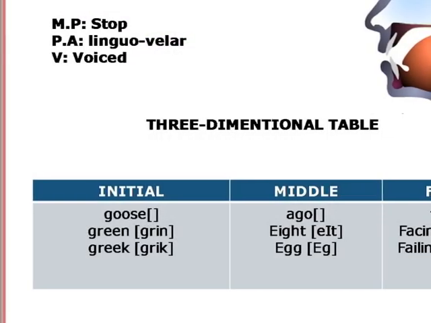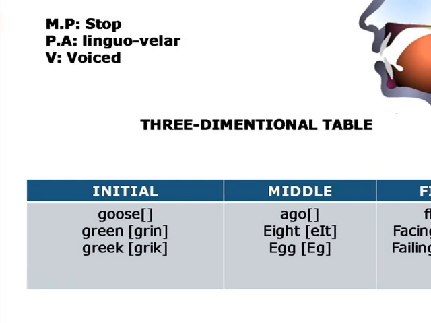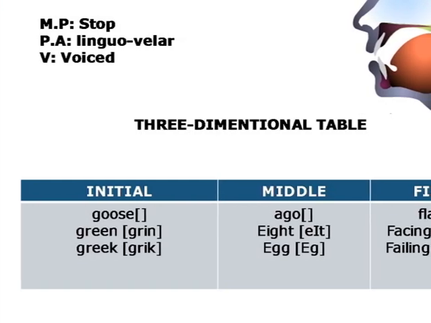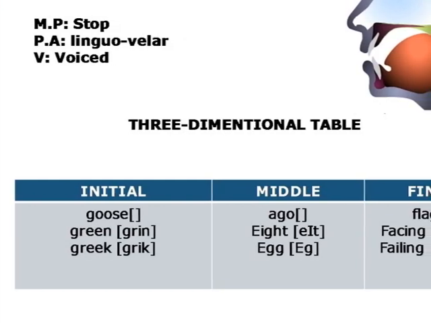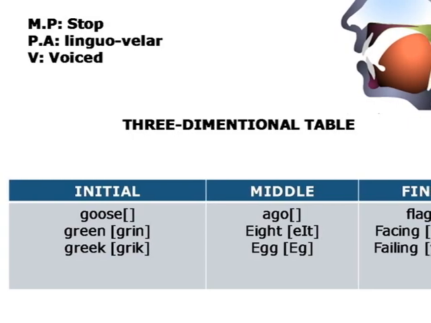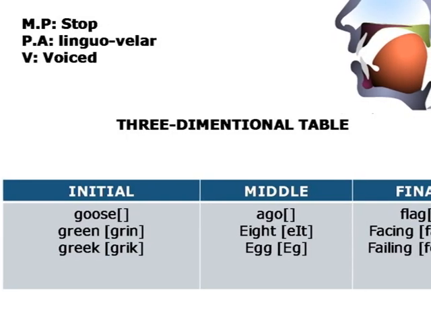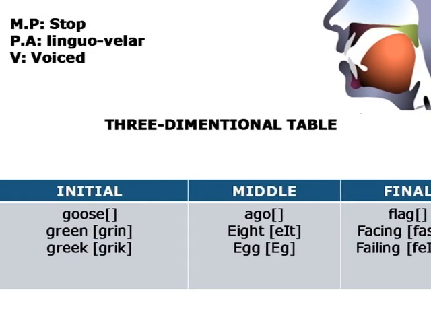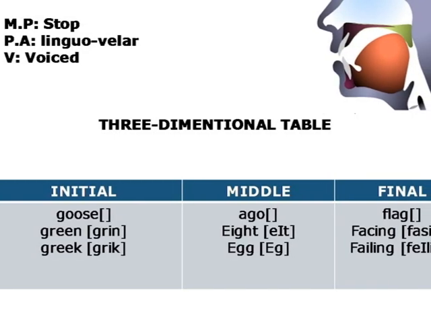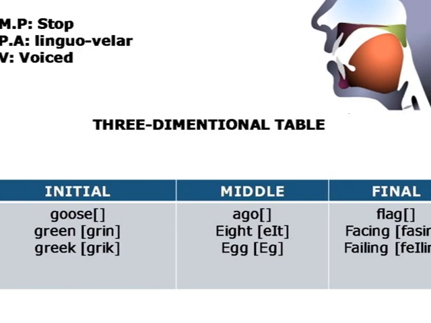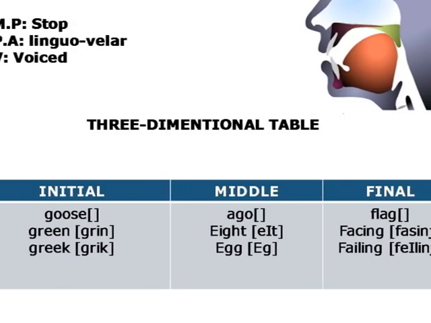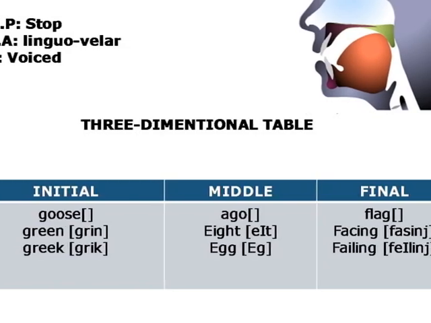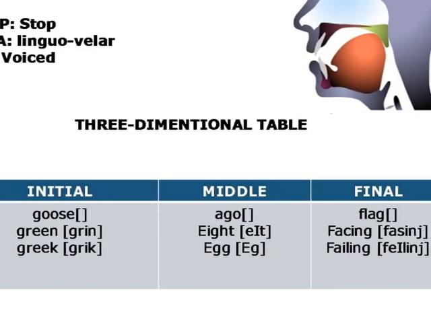Phoneme. Its manner of articulation is stop or plosive, which means it is produced by obstructing airflow in the vocal tract. Its place of articulation is velar, which means it is articulated with the back of the tongue and the soft palate, as we can see in the picture. Its voicing is voiced, which means the vocal cords vibrate during the articulation.